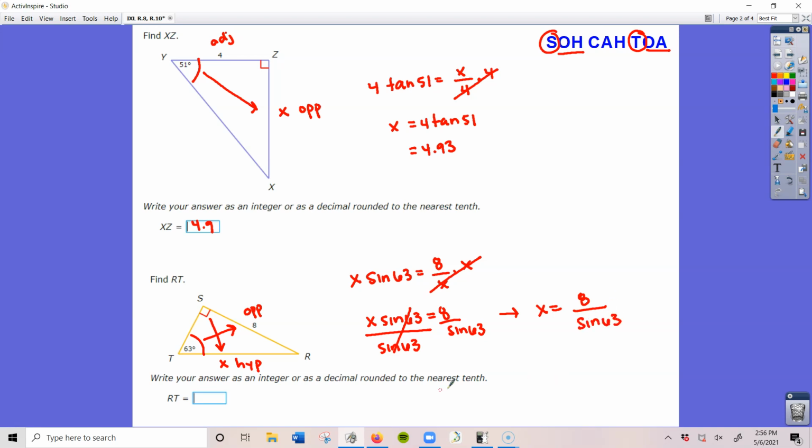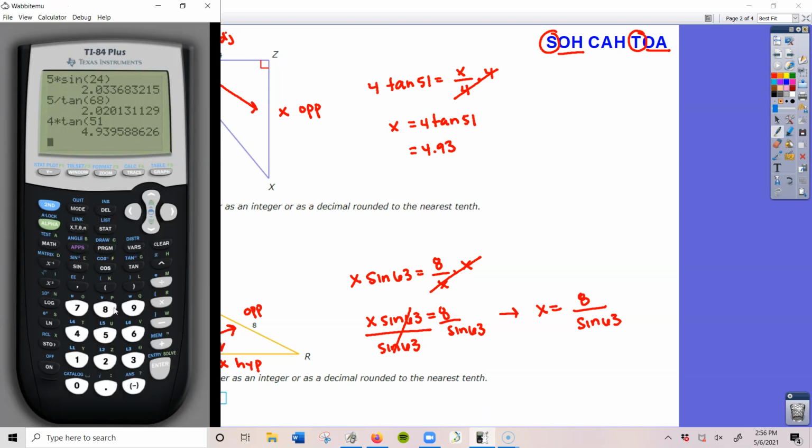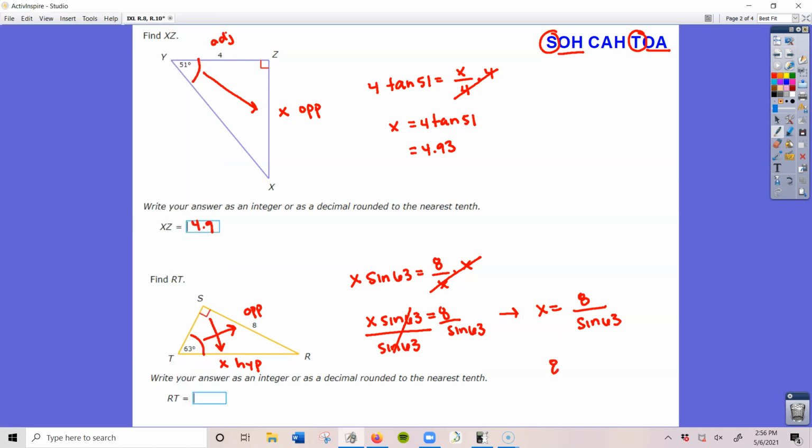So now we put this into the calculator. 8 divided by sine of 63, and we get 8.97. Now when we're rounding to the nearest tenth, this 7 would round the 9 up, which would then turn this 8.97 into 9.